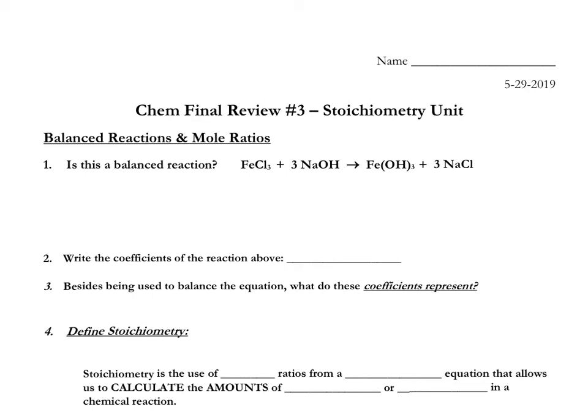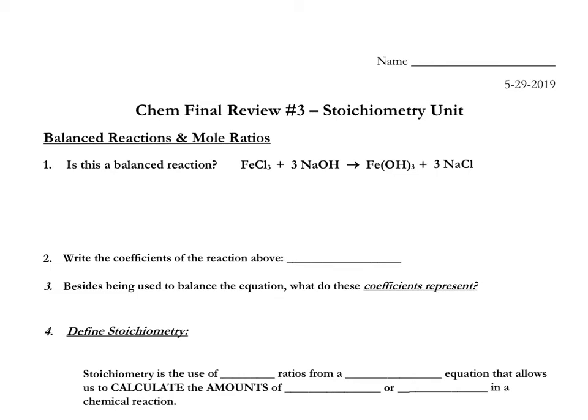Okay, here's a look at our third review. This one's on stoichiometry. We'll start with number 1, and it's giving you an equation here. It says iron chloride plus sodium hydroxide produces iron hydroxide and sodium chloride. And it's asking us if the equation is balanced.